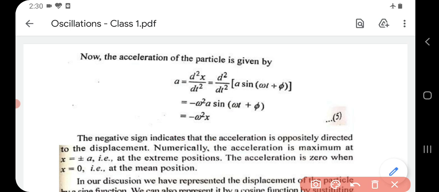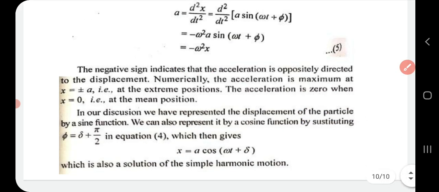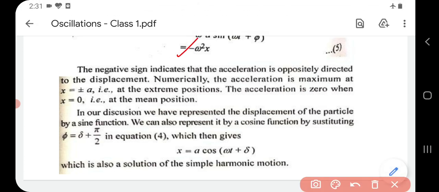So here we have studied 4 equations. One is the differential equation for simple harmonic motion: d square x by dt square plus omega square x equal to 0. Now its solution, x equal to a sine omega t plus phi. The formula to find velocity, v equal to omega root of a square minus x square. The formula to find acceleration, minus omega square x. Here you see there is a negative sign. What does that indicate? That means acceleration is oppositely directed to displacement.